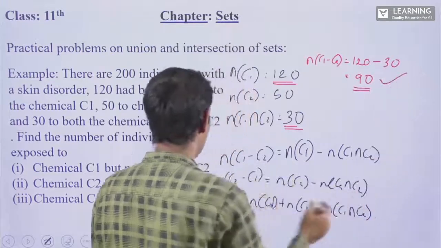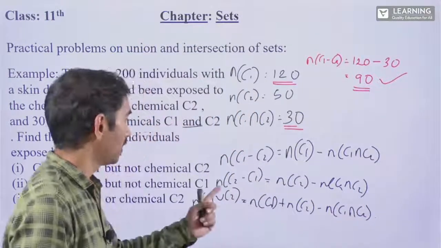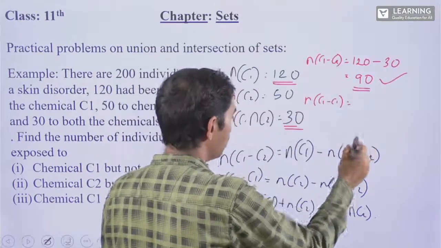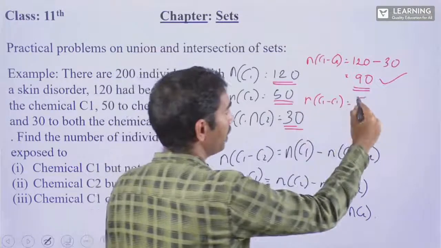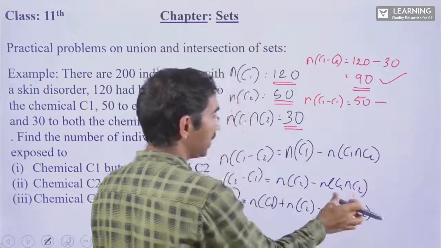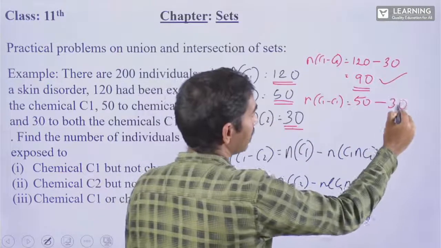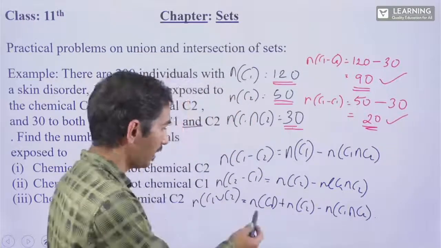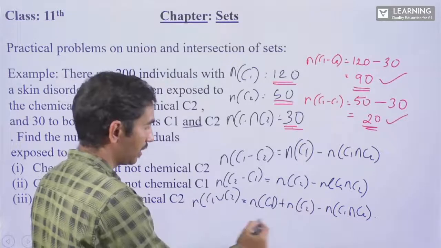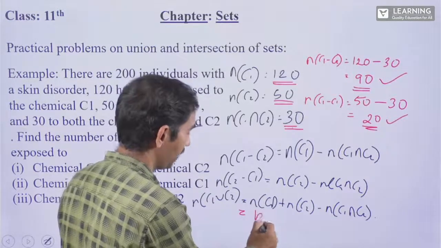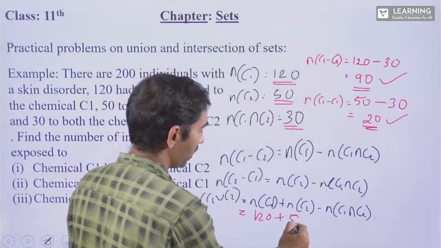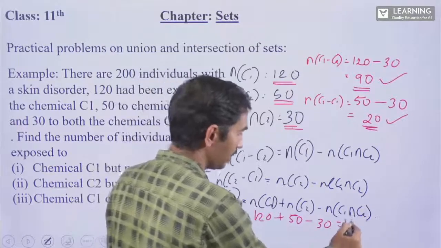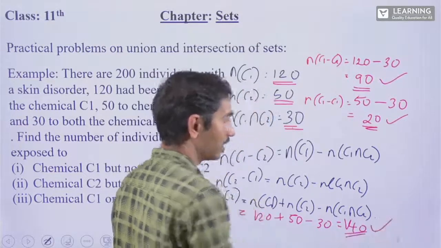This answer is correct for the first one. The second one, students, n of C2 minus C1. n of C2 minus C1 is equal to n of C2, 50, minus n of C1 intersection C2, 30. So 50 minus 30 is nothing but 20. This answer is also right. The last one, n of C1 union C2, is n of C1 plus n of C2 minus n of C1 intersection C2. C1 is 120, C2 is 50, C1 intersection C2 is 30. So that is 170 minus 30, which is nothing but 140. This answer is also right.